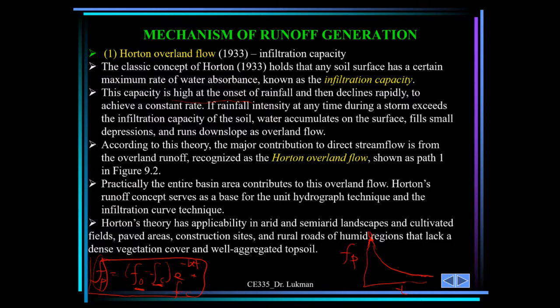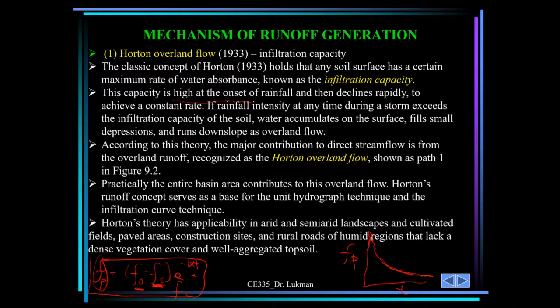If rainfall intensity at any time during a storm exceeds the infiltration capacity of the soil, water accumulates on the surface. If the rainfall intensity is greater than the infiltration capacity, it accumulates on the surface, fills small depressions, and runs downslope as overland flow. And this we explain: if the rainfall intensity is less than the infiltration capacity, it will infiltrate until it reaches the constant infiltration capacity, and that is when you will begin to have runoff.